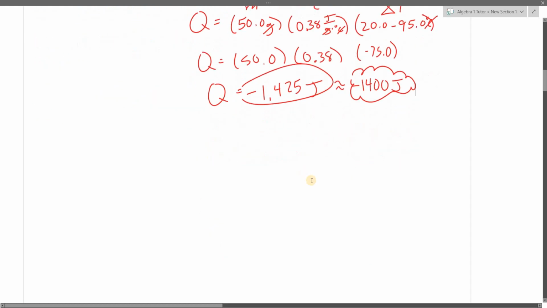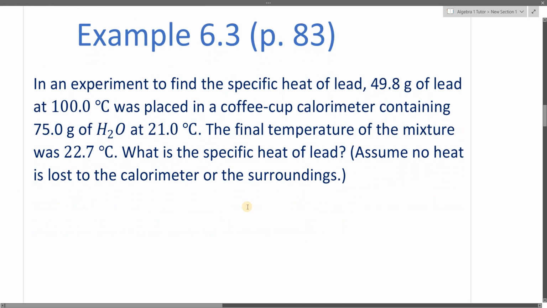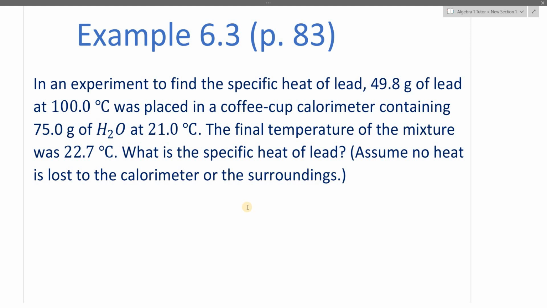This next one is a lot more involved, and so I'd like to spend a little bit more time on it. In the experiment to find the specific heat of lead, 49.8 grams of lead at 100 degrees Celsius was placed in a coffee cup calorimeter containing 75 grams of H2O at 21.0 degrees Celsius. The final temperature of the mixture was 22.7 degrees Celsius. The final question is, what is the specific heat of lead? Assume no heat is lost in the calorimeter or the surroundings.